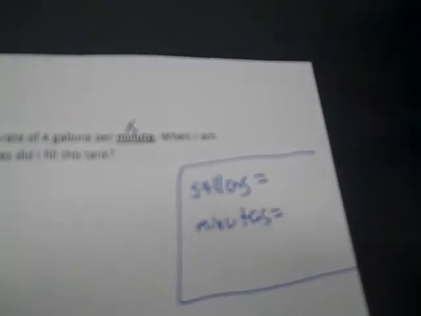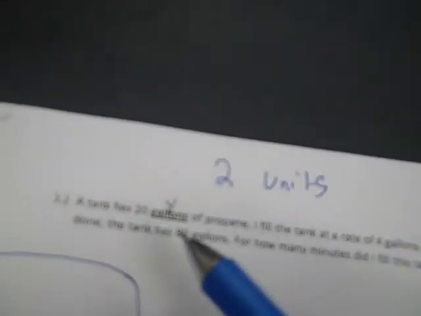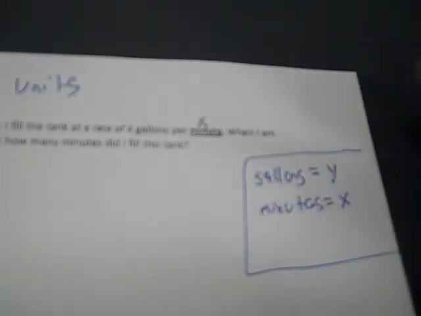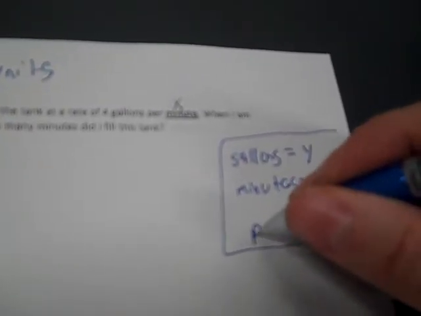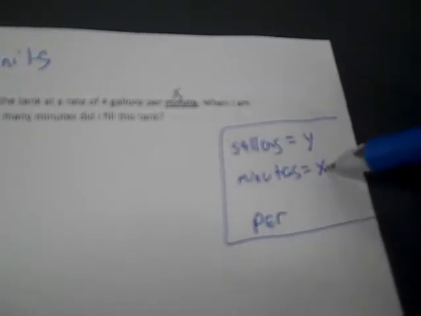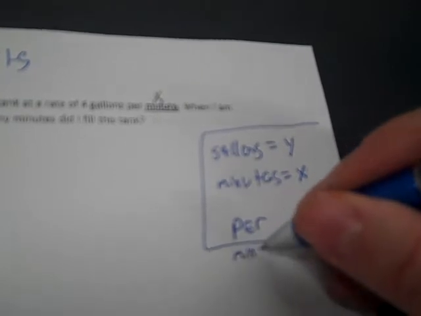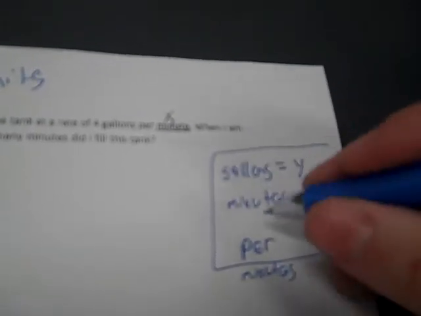Okay, so the first thing I want to do is write the 2 units, gallons and minutes. I have put in the problem what you should have as X and what you should have as Y. Gallons is Y, and minutes is X. Then with the 2 units, you want to make a rate of change. You write per, and whatever X is goes beneath it. X is minutes, so minutes goes beneath it, and the Y goes on top, gallons per minute.